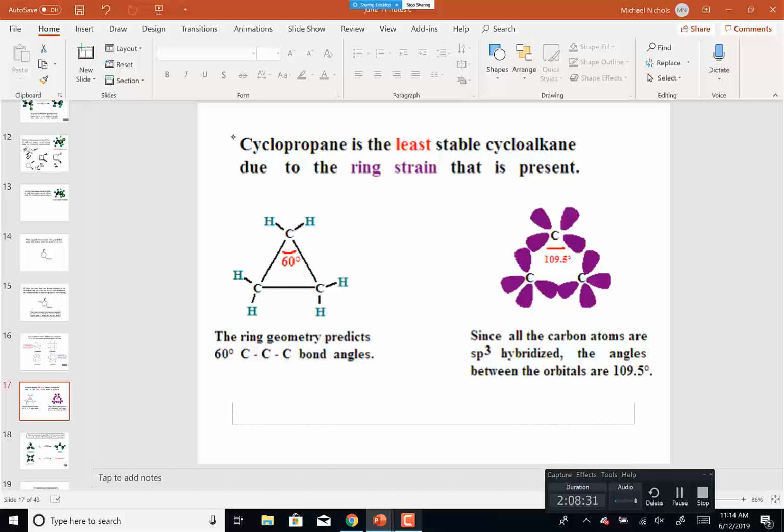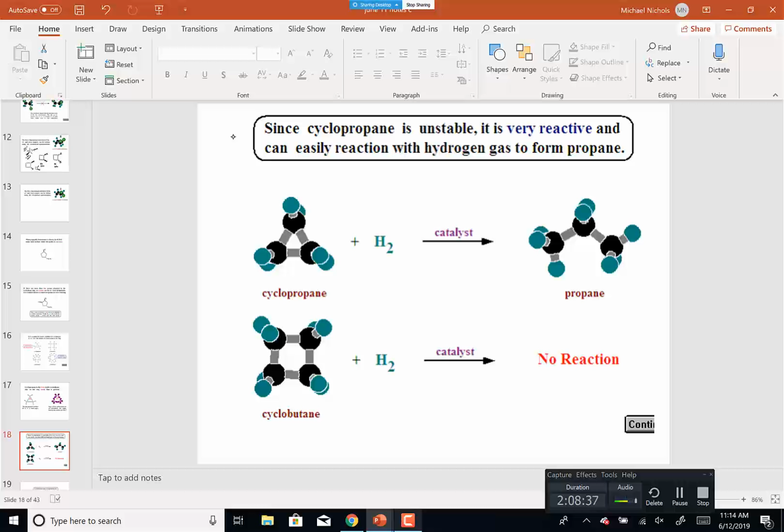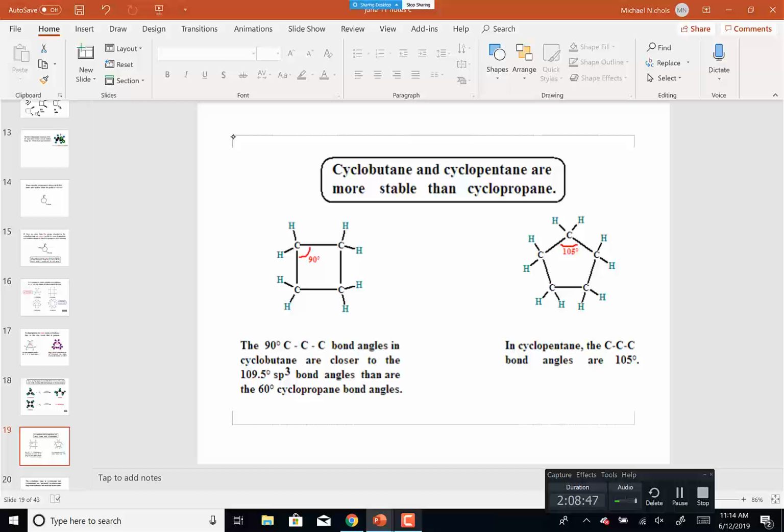Square is not much better, because now we're at 90 degrees instead of 60, not bad, but still not 109.5. With a 5-membered ring, now we're at 105, a pretty good matchup, 105 to 109.